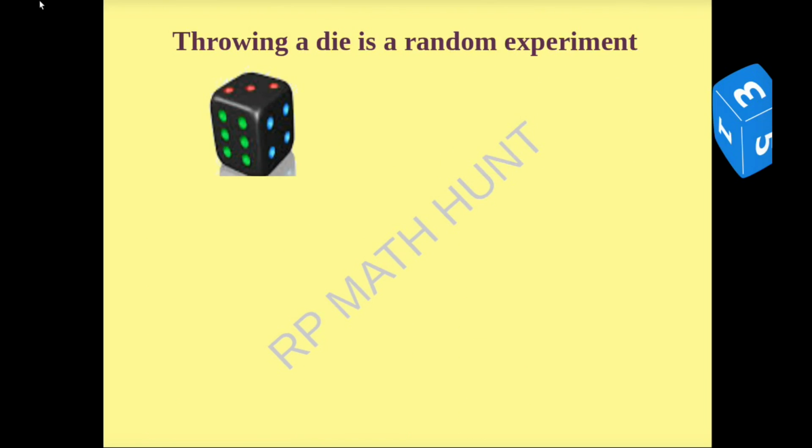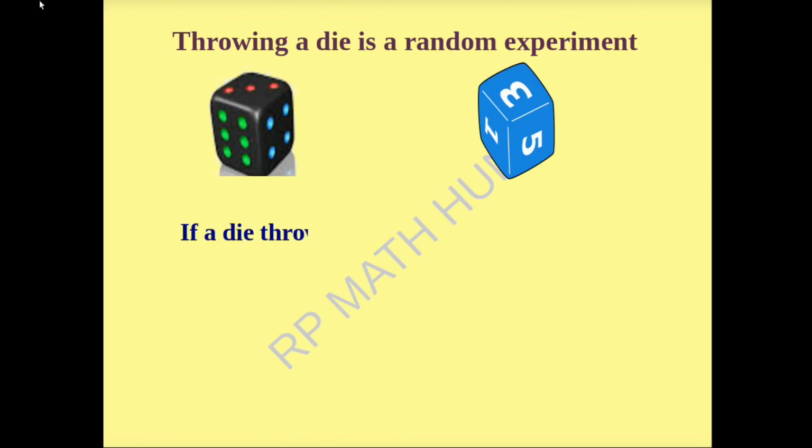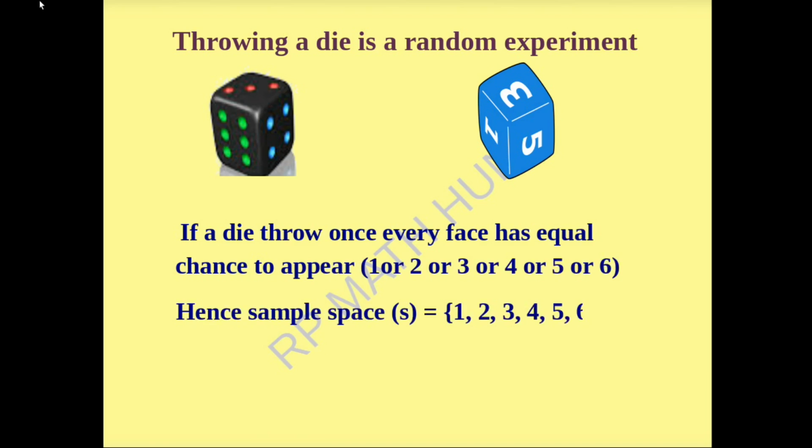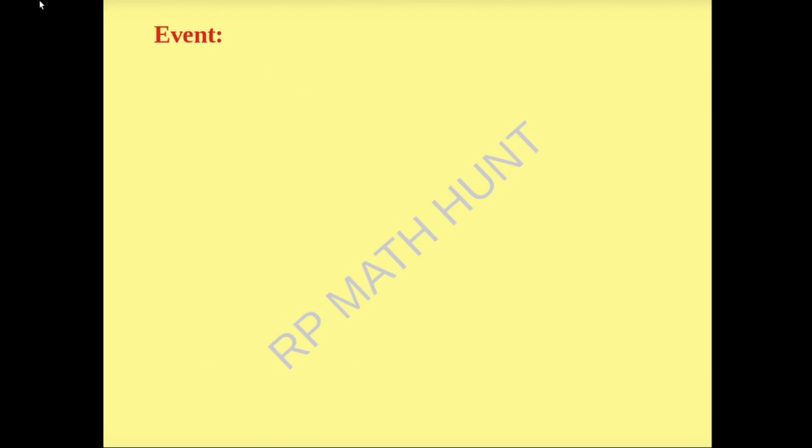Throwing a die is a random experiment. If a die is thrown once, every face has an equal chance to appear: 1, 2, 3, 4, 5 or 6. Hence, the sample space S is equal to {1, 2, 3, 4, 5, 6}. Number of events n of S is equal to 6.